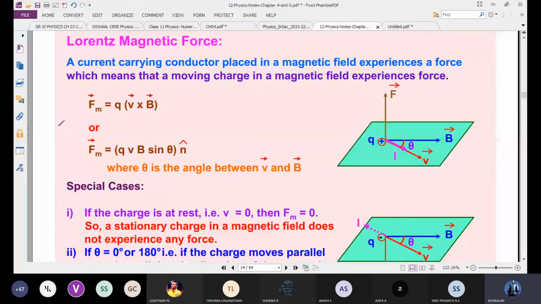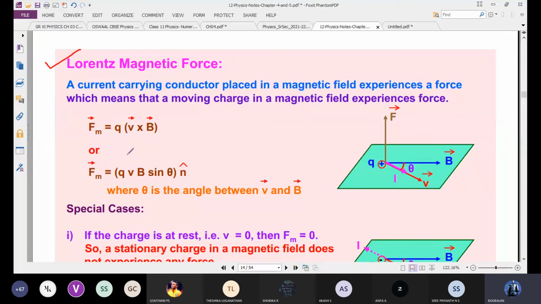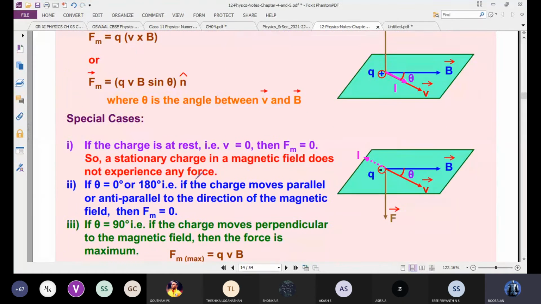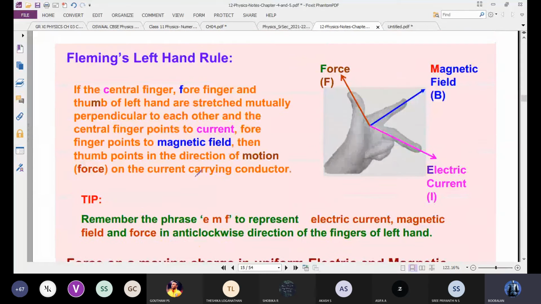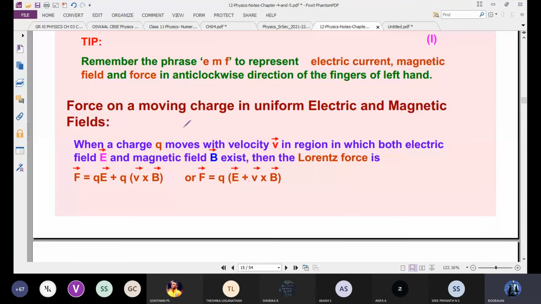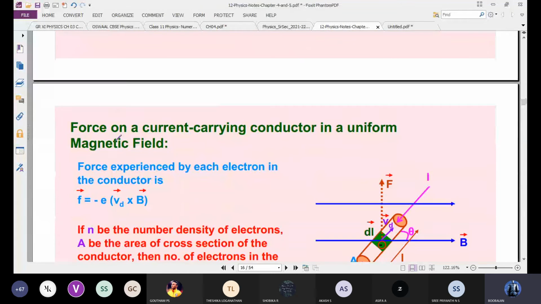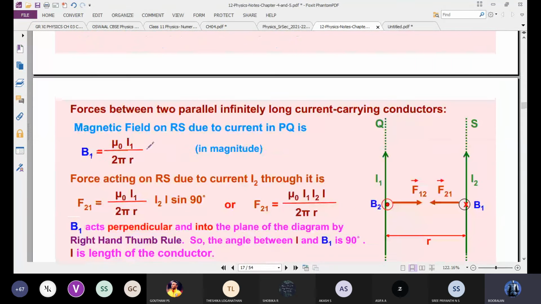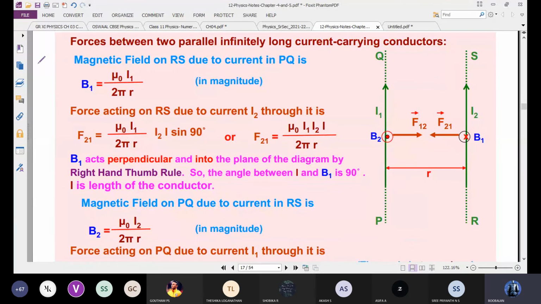So we already completed the Lorentz magnetic force formula. Some special cases are also there: Fleming's left hand rule, uniform magnetic field. So now we discuss the force between two parallel infinitely long current carrying conductors.